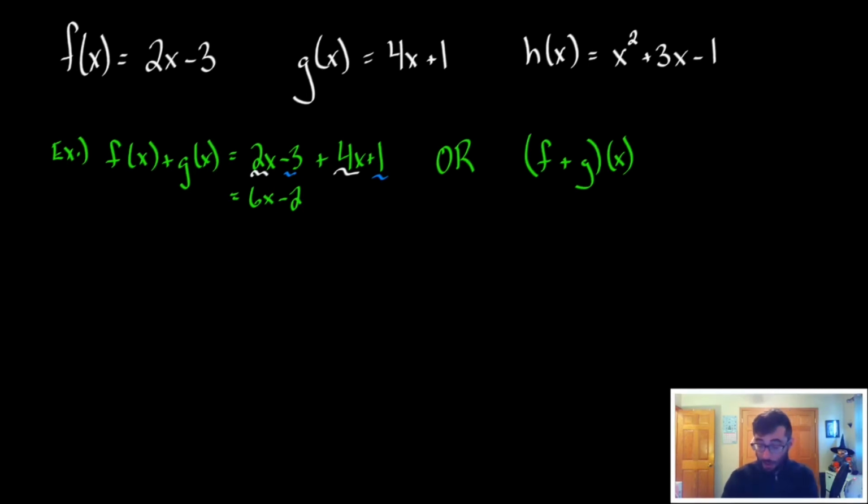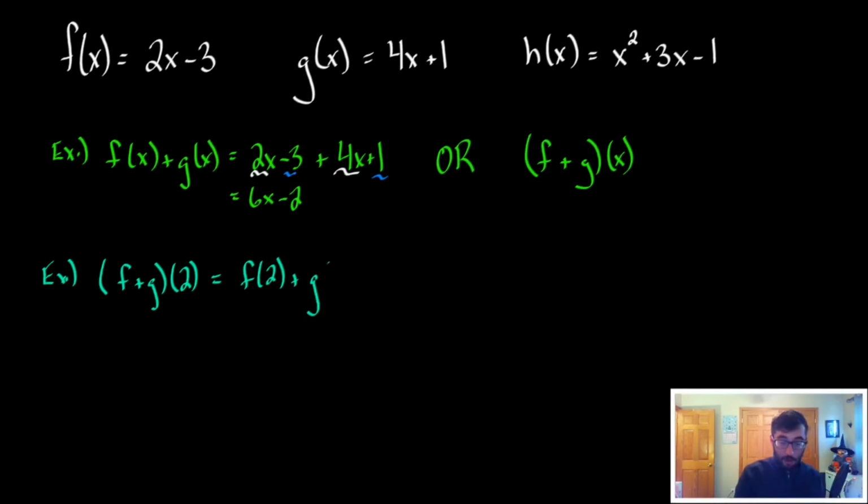Now I could change it up a little bit. And actually have us add these two functions at a specific value. So for example, I can give you something like f plus g. Instead of x, I can say of 2, okay? And you can rewrite this kind of in a long form way if you want. What this would represent is f of 2 plus g of 2. That's all that represents, okay?